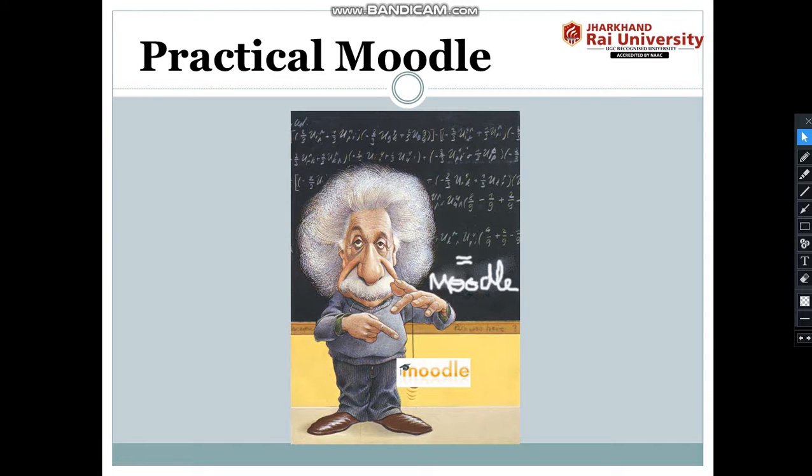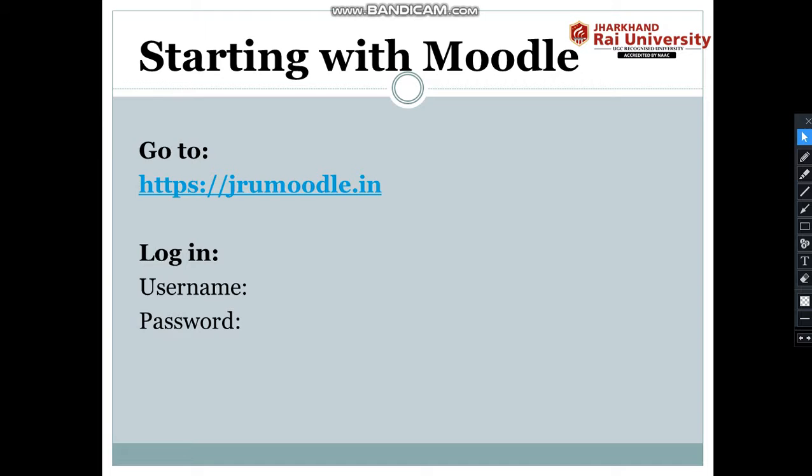So let's see some practical implementation of Moodle, that how we will use the Moodle in the upcoming classes. First of all we have to start with this link, https://grumoodle.in, and in this we have to enter our login credentials, that are the username and password. The username is the content before @gmail.com of your email ID. For example, if someone has the email ID abc123@gmail.com, then his username will be abc123, and the password has been sent to you in your registered email ID.